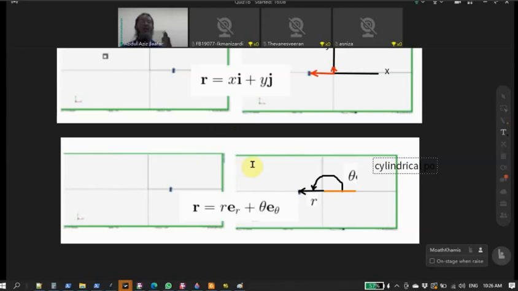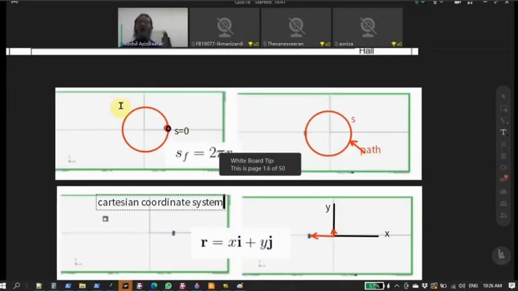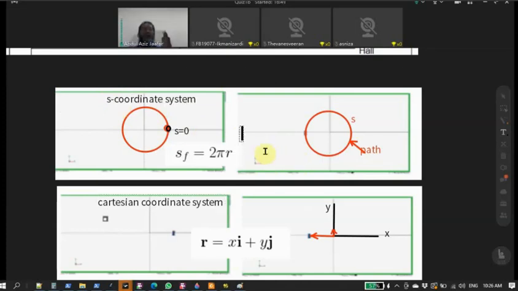So that will be in the spherical polar coordinate system. This one will be in the Cartesian coordinate system. And this one will be in the S coordinate system. Any question so far?